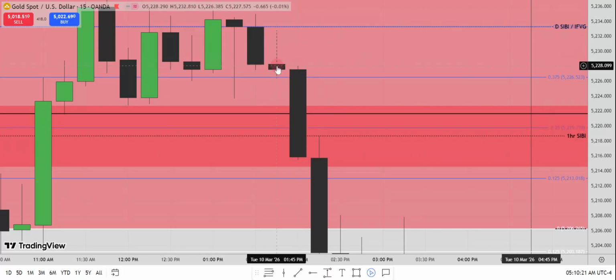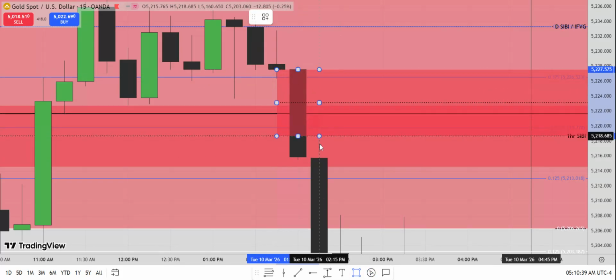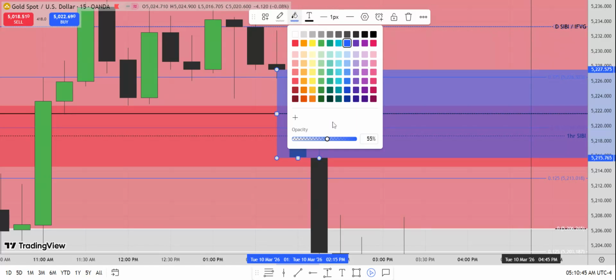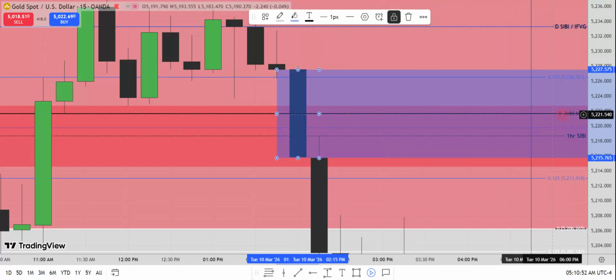We have this here. It's close. Remember what we're doing. Close 5227.575 and open 5227.570. We have a slight volume imbalance there. So we want to include that candle and the top of that candle, and we're going to use that to our advantage. That's a propulsion block.